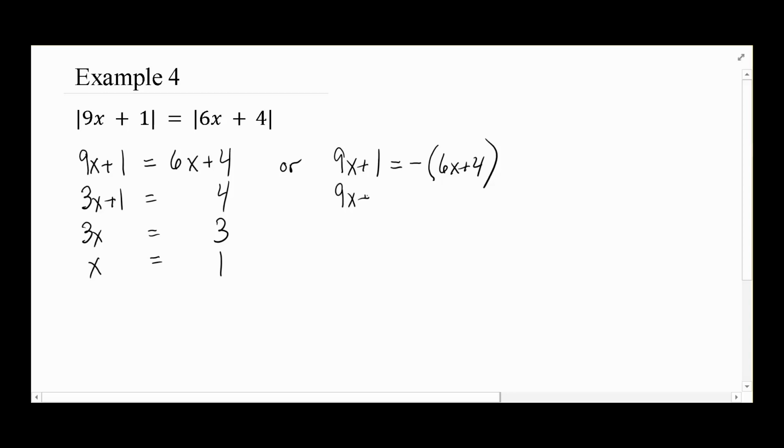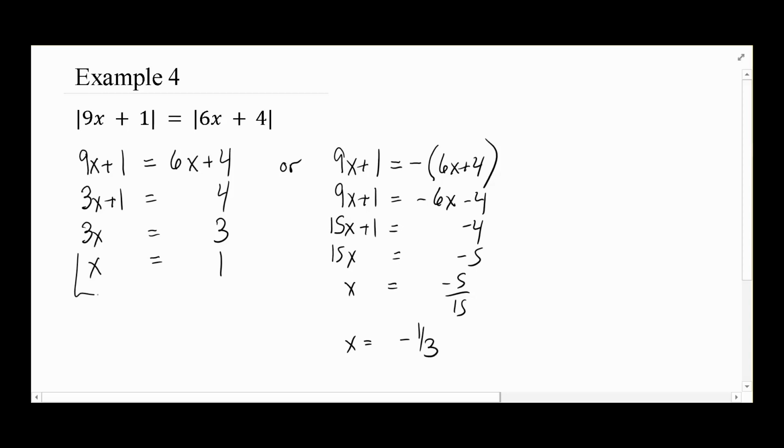For the right-hand side here, we're going to want to distribute the negative. Then we can add 6x to the other side, getting us 15x. Then we can subtract 1 from the other side. We're going to get negative 5/15, which simplifies down to negative 1/3. And so we're going to get two answers again. Took a little more work to get there.